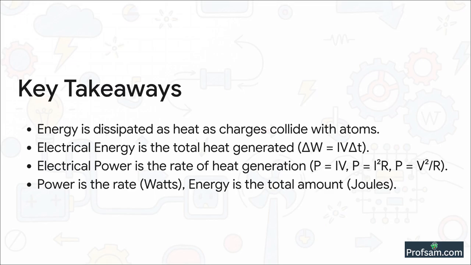Number 2, electrical energy is the total heat generated, and its formula is IV delta T. Number 3, electrical power is the rate of heat generation, and you need to know all three formulas: IV, I squared R, and V squared over R. And finally, number 4, never ever mix them up. Power is the rate in watts. Energy is the total amount in joules.